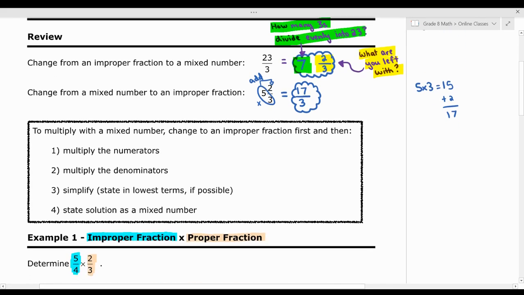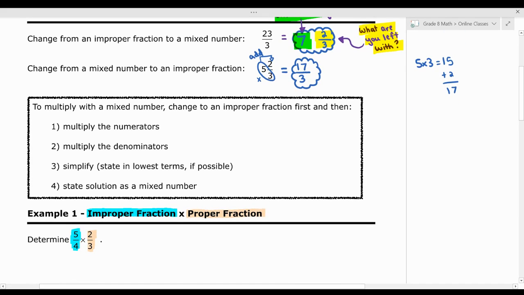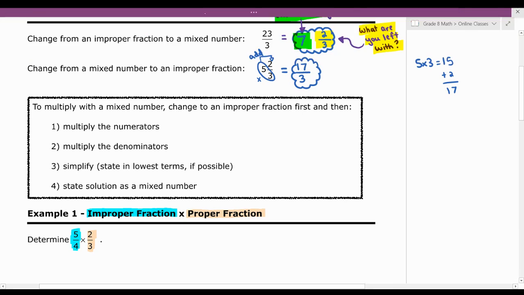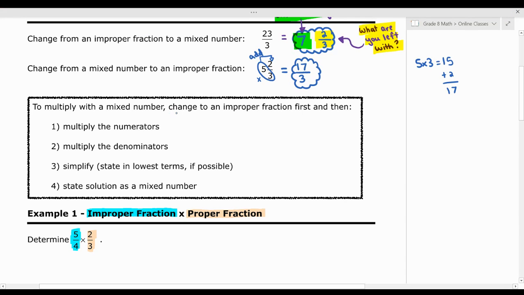Okay, so we're going to look at now how you multiply. You're going to notice similar steps as the last review lesson. The only difference is now when you have a mixed number, we want to make sure to change it to an improper fraction first. And then multiply numerators, multiply denominators. Again, simplify, state in lowest terms if possible. And then the last one here says state your solution as a mixed number. Most of the time, if a question gives you a mixed number to start off with, you should state your final answer in that format. But sometimes it'll say to leave it as improper, and that's fine as well.